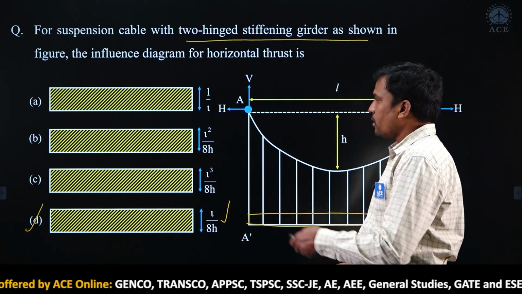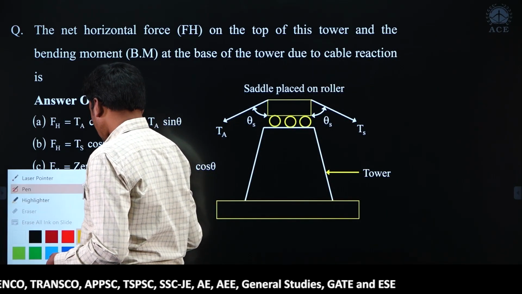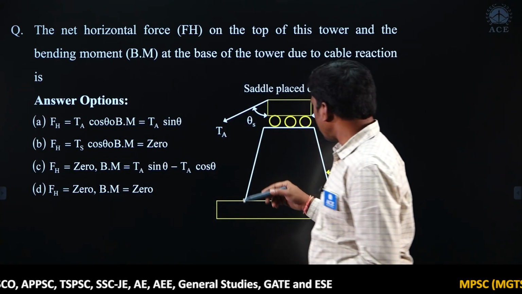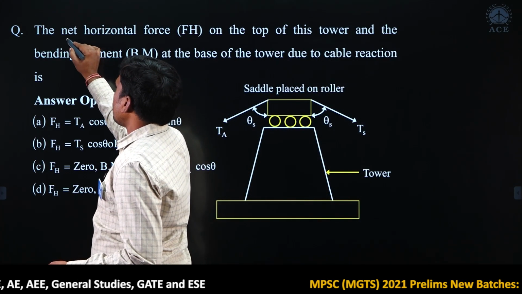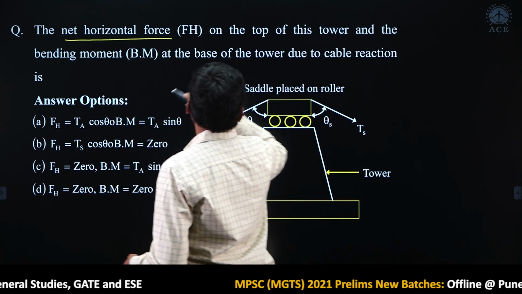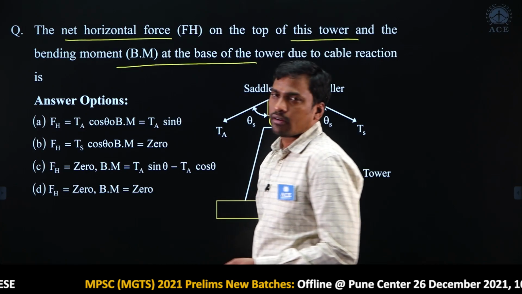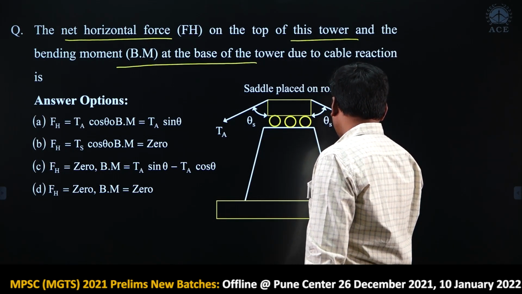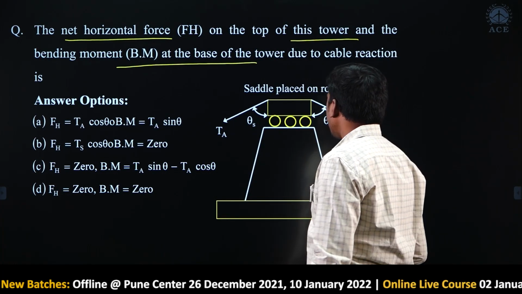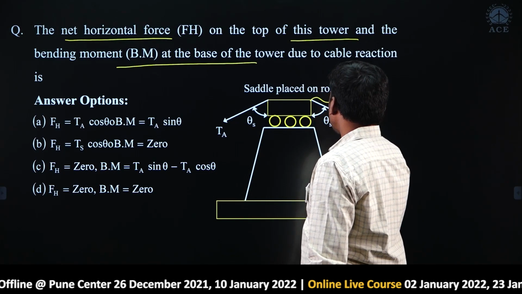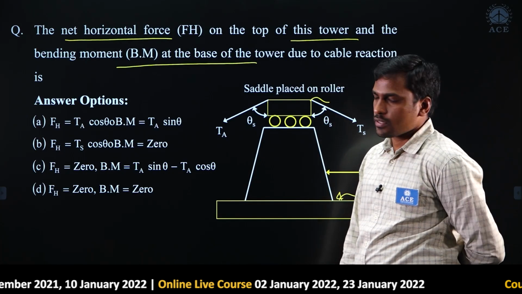Next question. Actually, we did not discuss this concept in class. Just all of you look here. He is asking for the net horizontal force at the top of this tower and the bending moment at the base of the tower. This is the base and this is the top of the tower. First, he is asking for the net horizontal force.